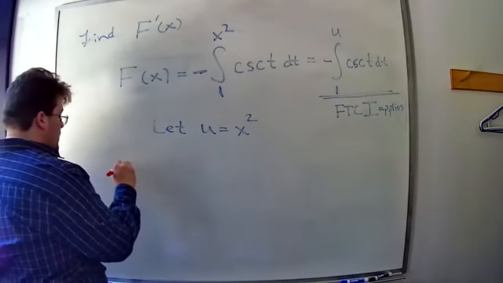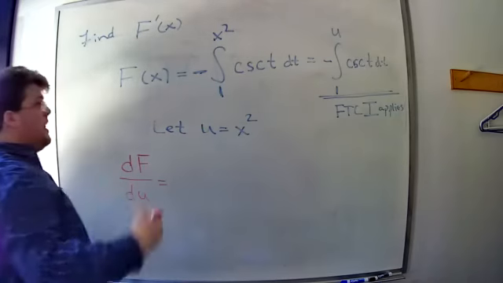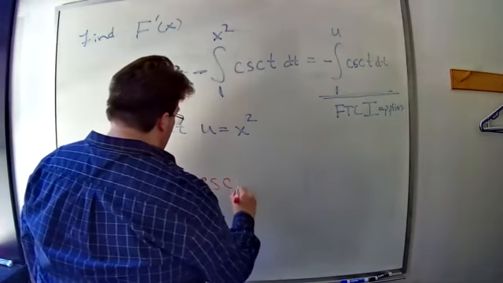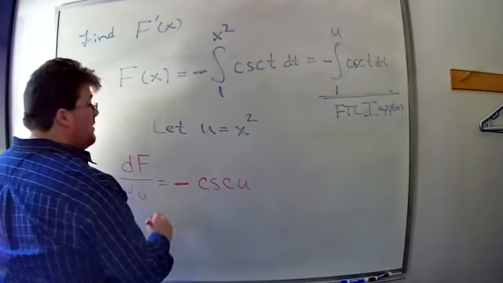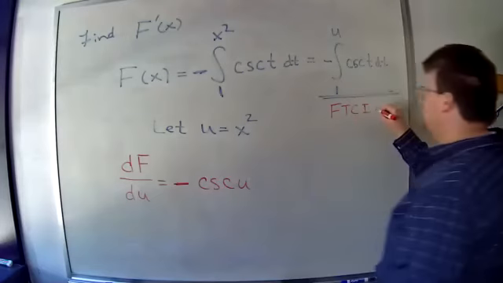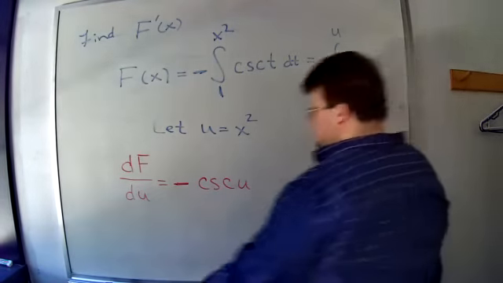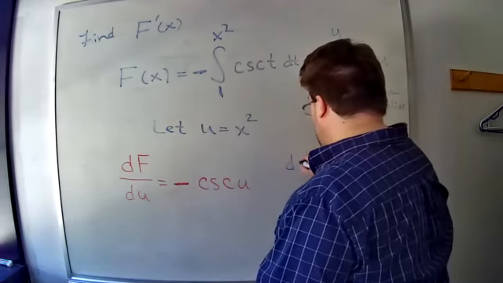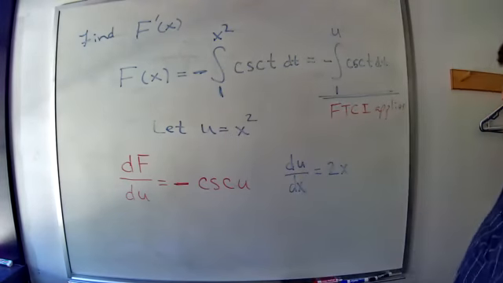How does it apply? Well, the derivative of f with respect to u by the first part of the fundamental theorem of calculus is just negative cosecant of u. There's a negative on it. By the first part of the fundamental theorem of calculus. But also by just first derivative rules, the derivative of u with respect to x is 2x.